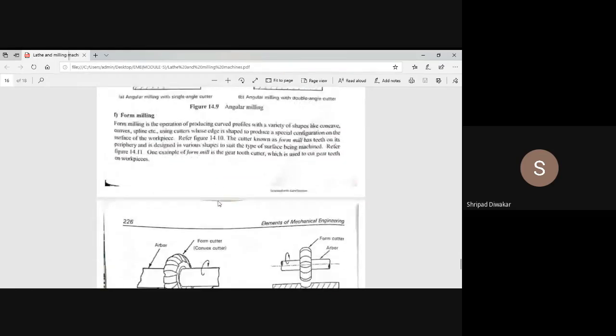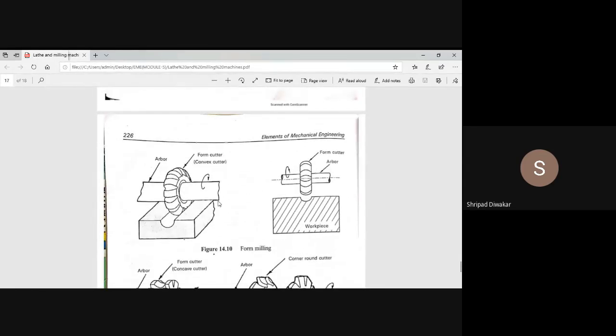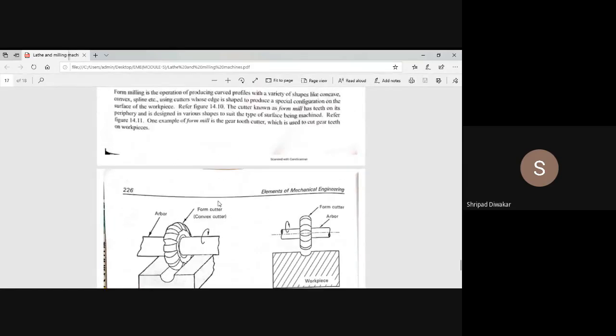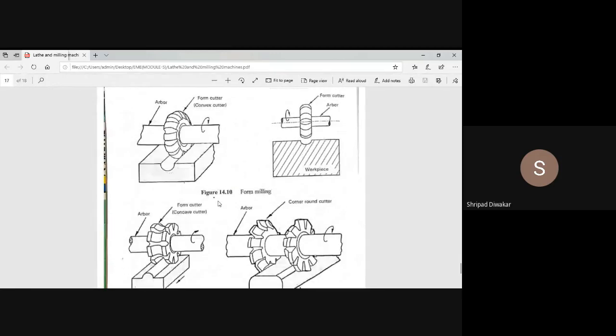But form milling is the generation of curved profiles. You see the diagram, such kind of curved profiles we can generate using the milling operation, and the cutter used in the operation is called form cutters. And this form cutter is fixed to the arbor.